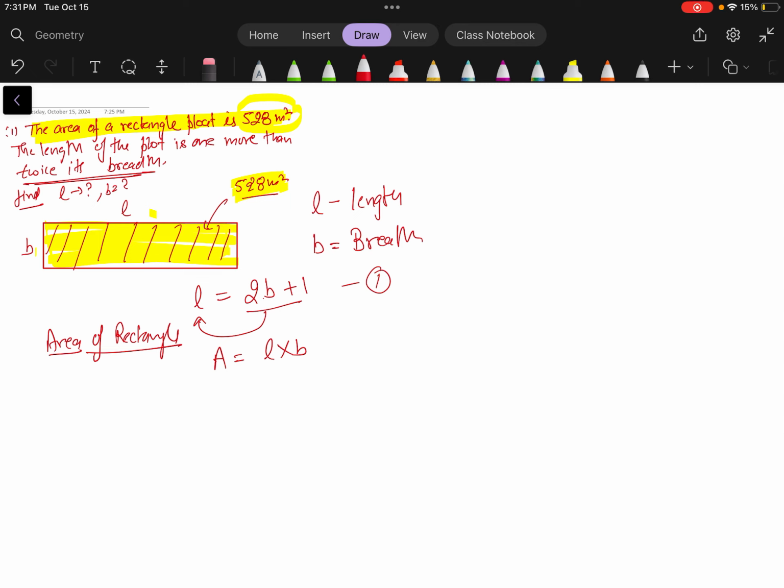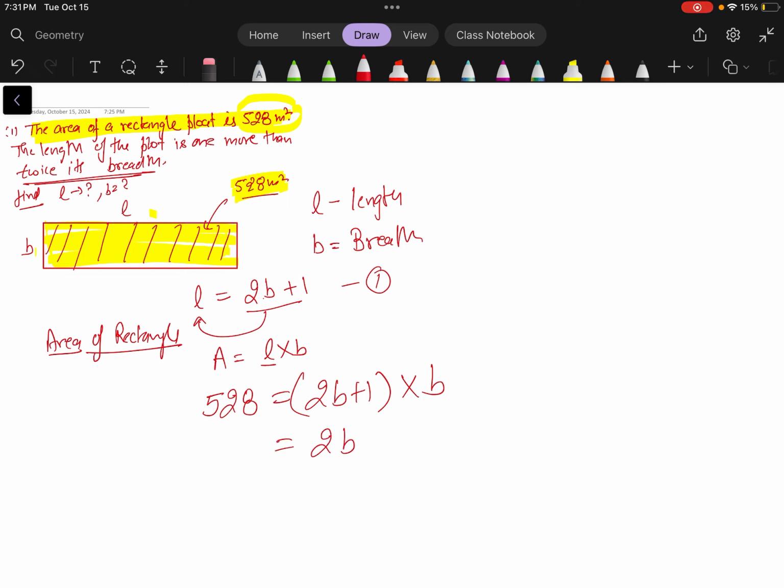Any doubt in this one? So we know area is equal to length into breadth. So what we do, we will put the value of this length from here. So we know area of this rectangle is 528, and length is equal to 2b plus 1, and we multiply by b because breadth we already have. So we'll solve this one. How we will solve? So we will multiply this one.